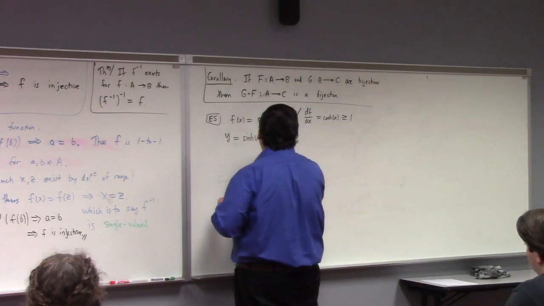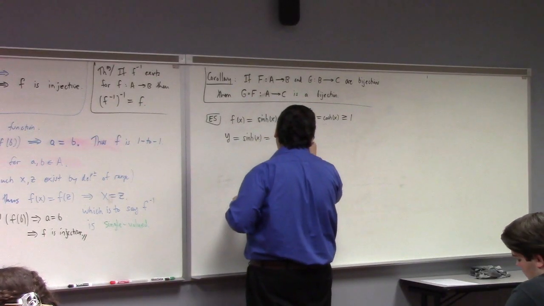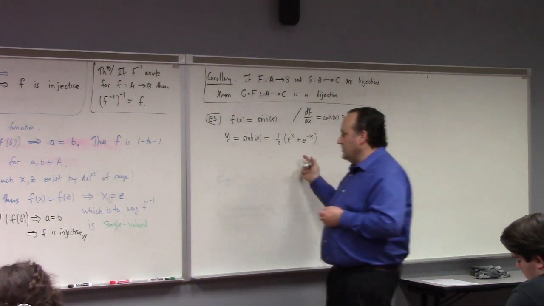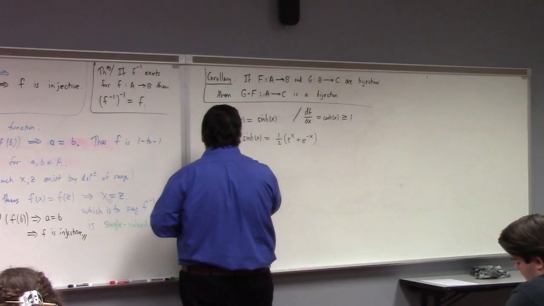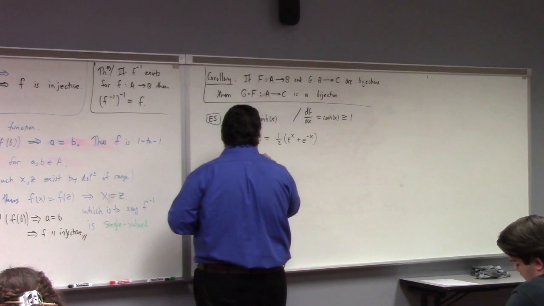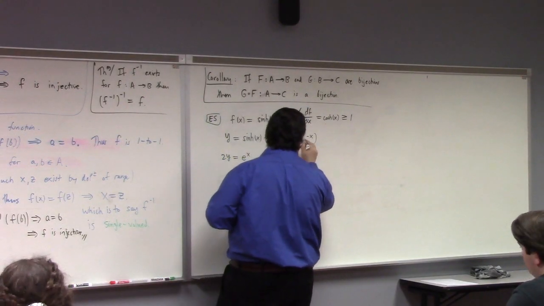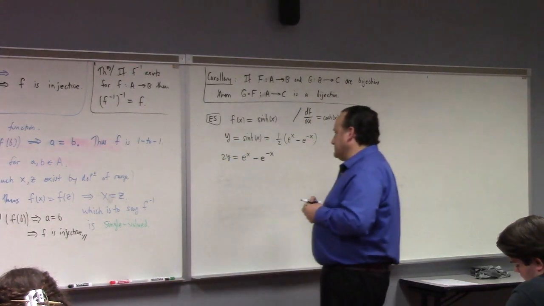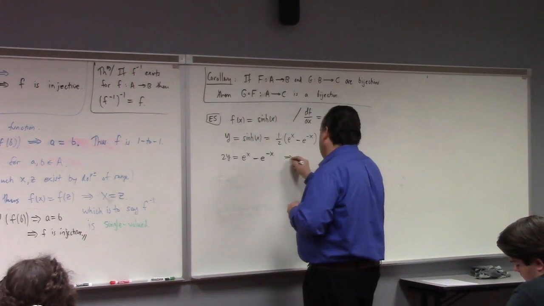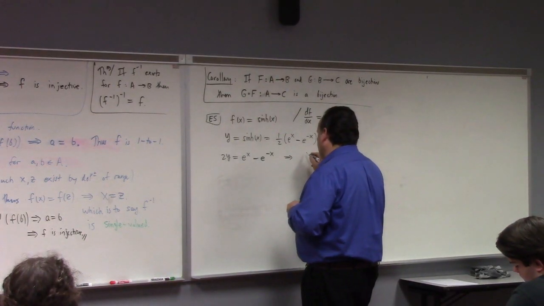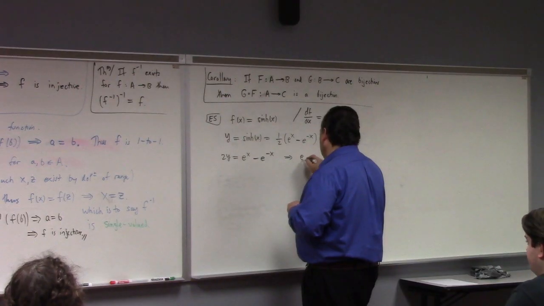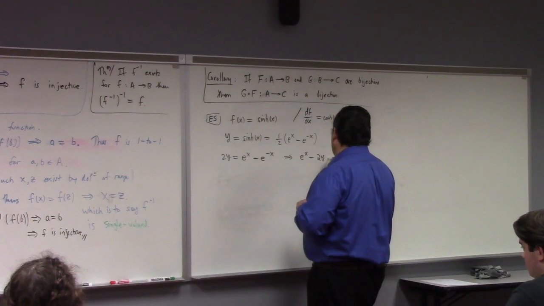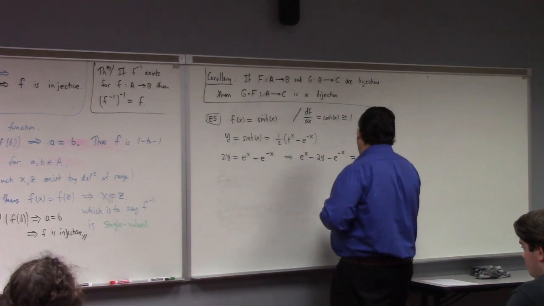So this is 1/2 e to the x plus e to the minus x. All right, that's the definition of hyperbolic sine. Multiply 2 to the other side, and we've got 2y is equal to e to the x. Oh, was that a plus? No, that was a minus. Minus e to the minus x. Which, if you tilt your head and squint, you can see is e to the x minus 2y minus e to the minus x equals 0.